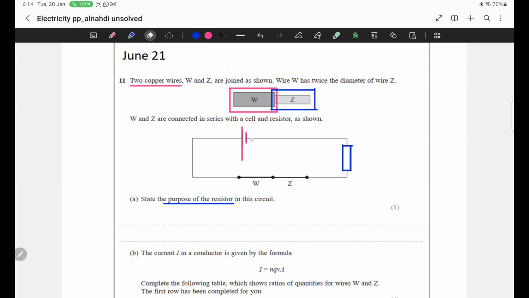So remember, sir, the purpose of fixed resistor is to control current. Resistance is just like a brake in your car. If you are driving your car, then obviously the speed of car you can control by applying brakes. In the same way, if there is a resistor in a circuit, then by a resistor we can control the current of the circuit. Okay, so the first part is very simple.